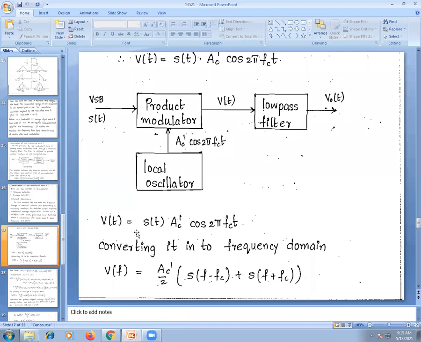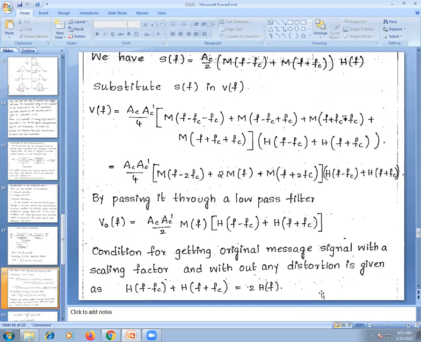Now V of t equal to S of t into AC cos 2 pi FC of t. Convert into the frequency domain. V of f is equal to AC by 2 times S of f minus FC plus S of f plus fc. We have S of f equal to AC by 2 M of f minus fc plus M of f plus fc, and H of f is the transfer function. Substitute S of f in V of f.